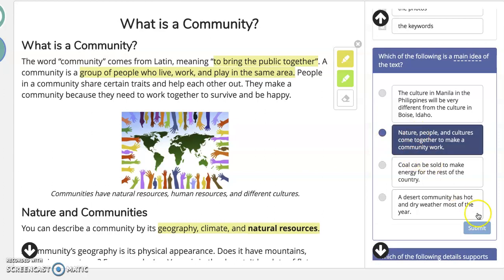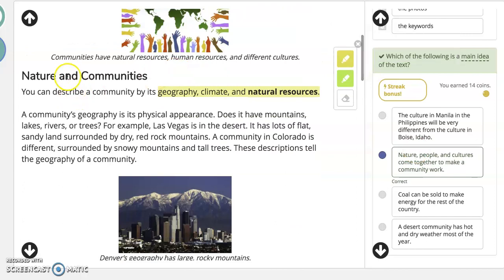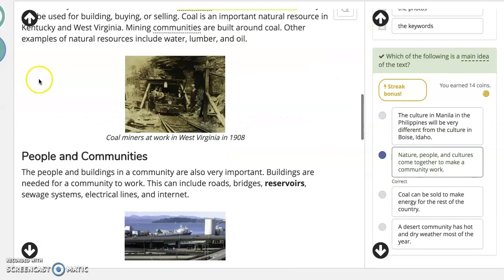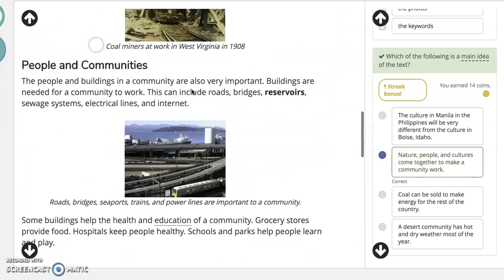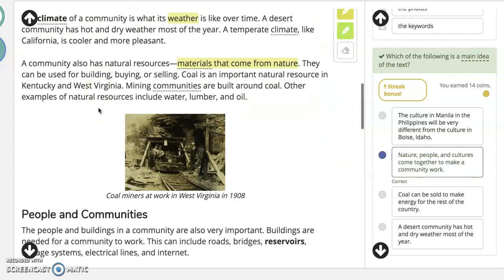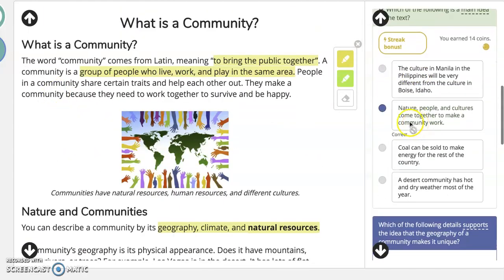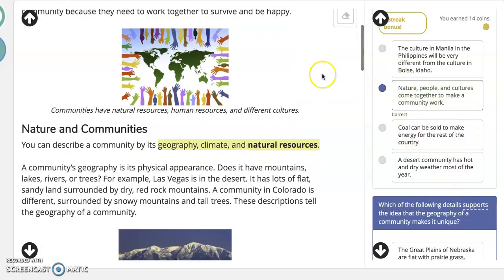So nature, people, and cultures all come together, right? We talked about nature. Then we talked about the people. Then we talked about culture. So do you see how I took those three sections? And those three sections come together to make the main idea, okay? This was just one section of it. This was just one section. This was just one section. This is all the sections combined.